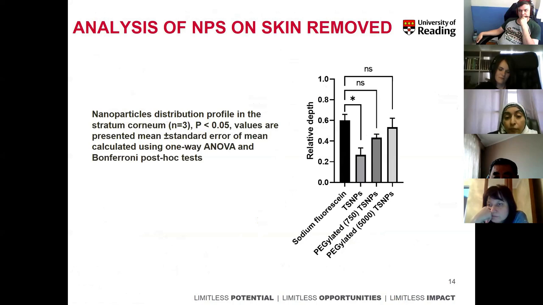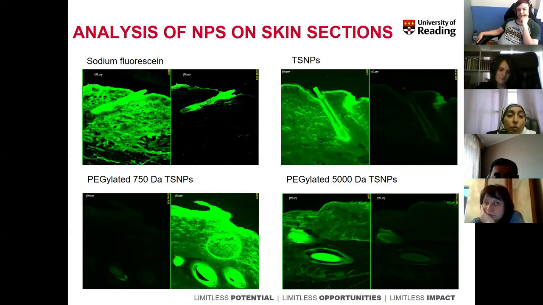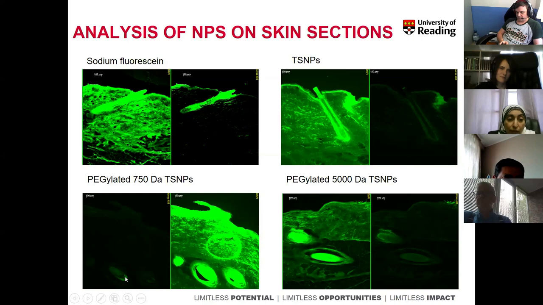Further, the sections of skin were evaluated using fluorescence microscopy. And here we can see that sodium fluorescein is clearly there and diffused into the hair follicle. This image shows the thiolated silica nanoparticles, which show that they are on top of the skin and did not diffuse into the hair follicles. Small amounts of PEG were seen in the hair follicles under the microscope, either PEG 750 Daltons or PEG 5000 Daltons.